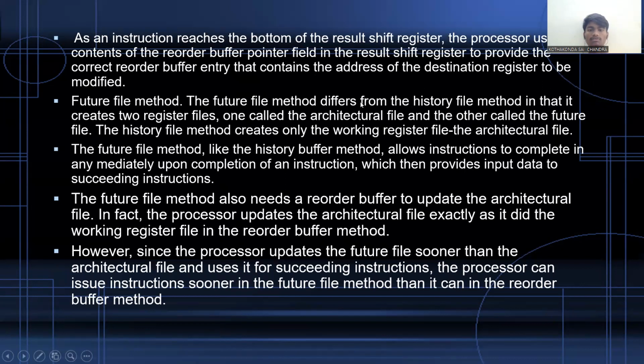The future file method differs from the history file method in that it creates two register files, one called the architecture file and the other called the future file. The history file creates only the working register and the architecture file. The future file, like the history buffer method, allows the instructions to complete immediately upon the completion of an instruction, then provides input data to succeeding instructions.